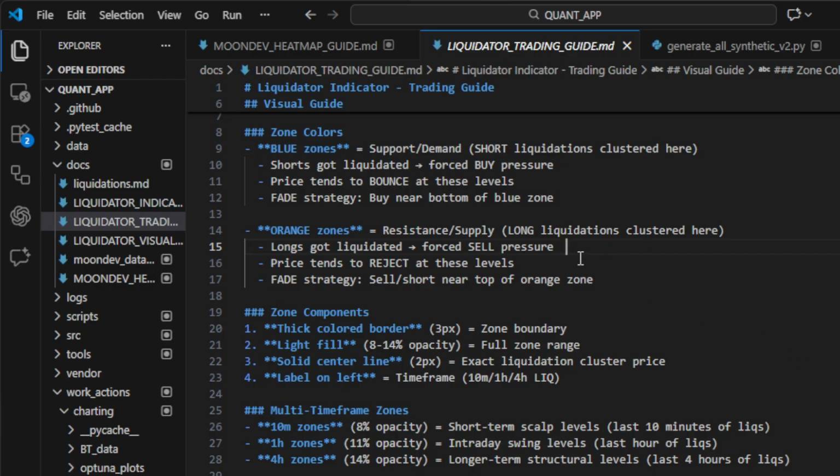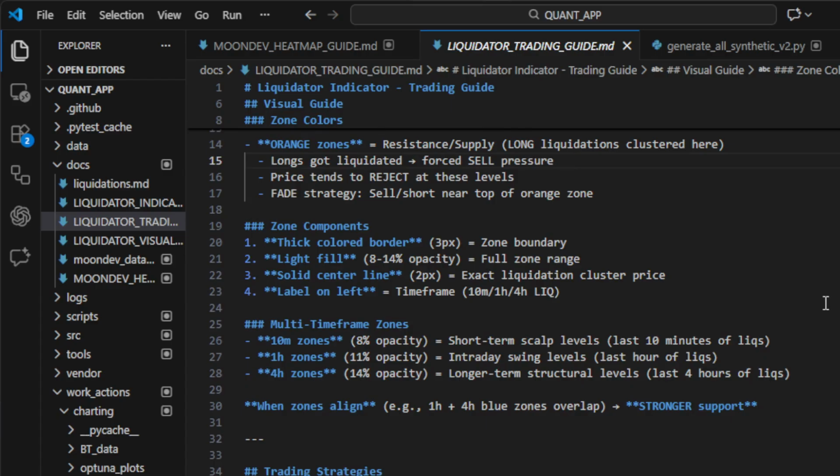So price tends to reject at these levels. Fade strategy: sell short near the top of the orange zone. As you can see here, he says at the bottom. So I was right. This is a reversed logic in the dashboard app.